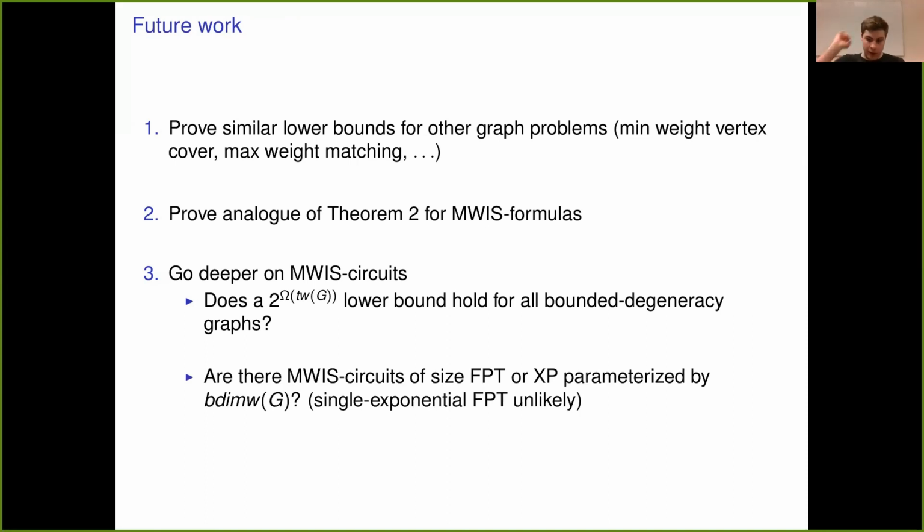And then I think another interesting question would be: we have this lower bound parameterized by this graph parameter, bounded degree induced minor width. But I think it would be very interesting if we could have an upper bound also parameterized by bounded degree induced minor width. So an upper bound of such, FPT in bounded degree induced minor width, or even XP, would be interesting, I think.